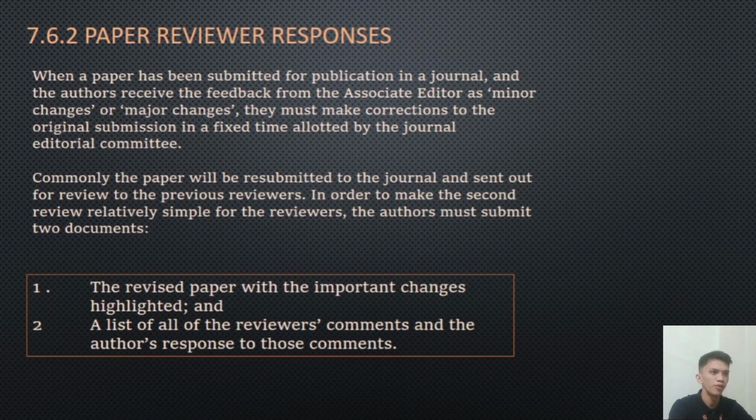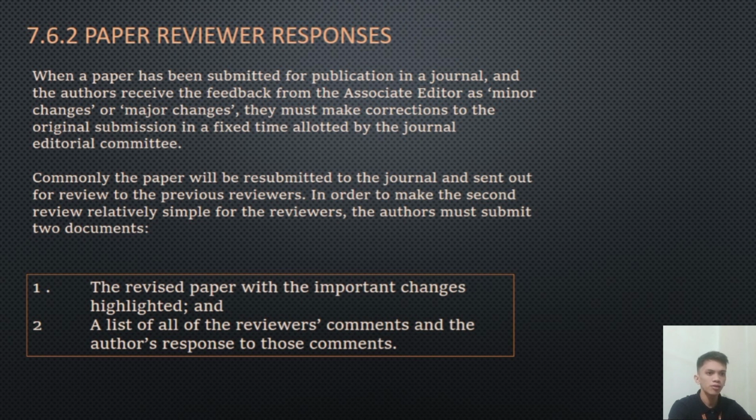7.6.2 Paper Reviewer Responses. When a paper has been submitted for publication in a journal, the author receives feedback from associate editors as minor changes or major changes. They must make corrections to the original submission in a fixed time allotted by the journal editorial committee. Commonly, the paper will be resubmitted to the journal and sent out for review to the previous reviewers.